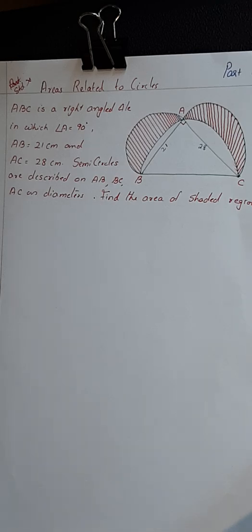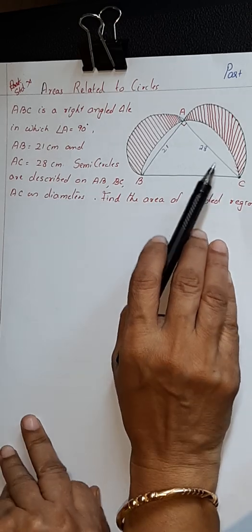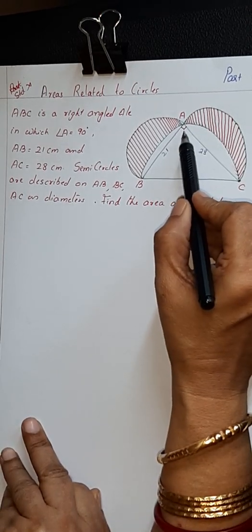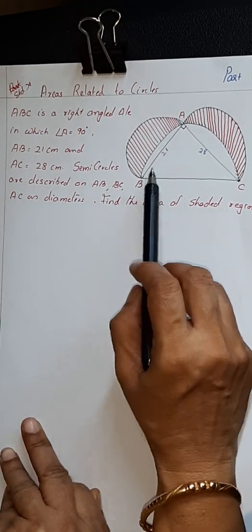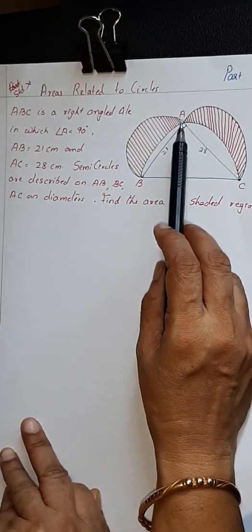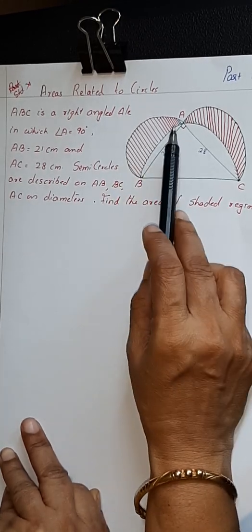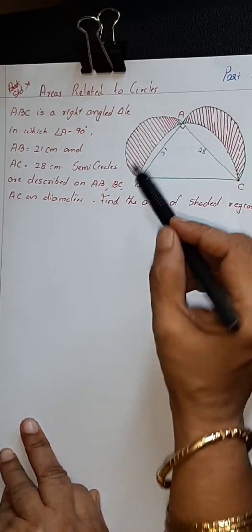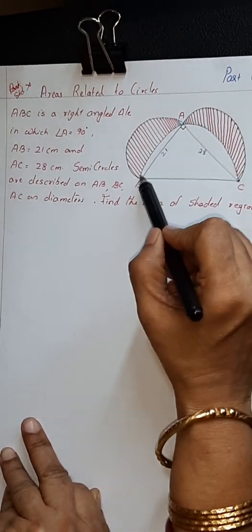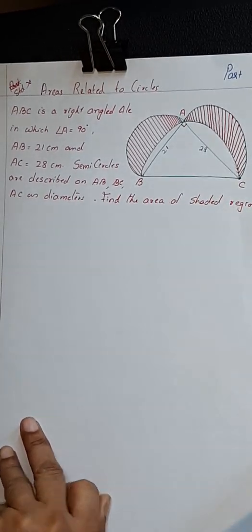Welcome to the chapter related to circles. In this figure, ABC is a right-angled triangle in which angle A is equal to 90 degrees. AB and AC are given, and semicircles are drawn on AB, BC and AC. This is a semicircle on AB, this is a semicircle on AC, and on BC this will be the semicircle. Now we have to find the area of the shaded region.